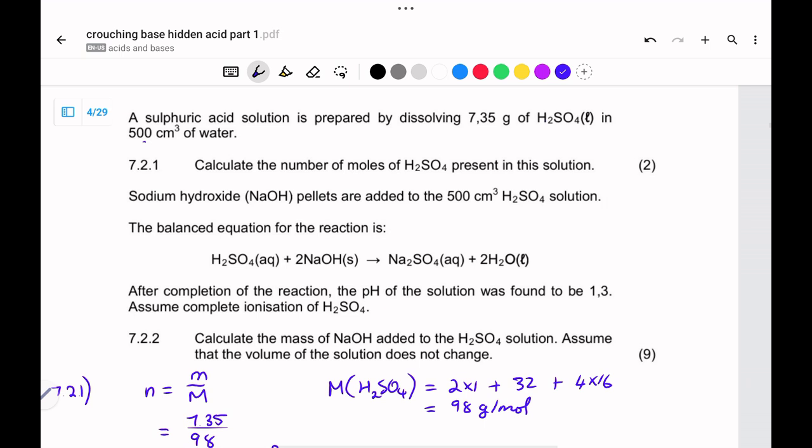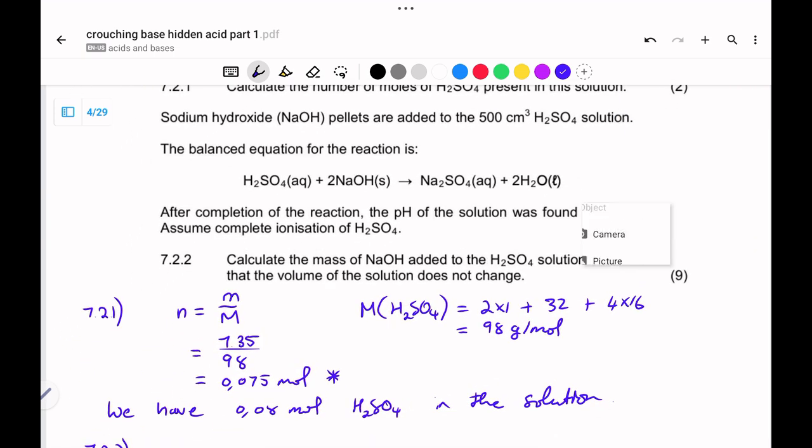Now they say that sodium hydroxide pellets are added to the 500 cubic centimeter sulfuric acid solution. So this is going to produce a change, of course. They have a change of state coming. And then they give us the balanced equation over here. After completion of the reaction, the pH of the solution was found to be 1.3. Assume complete ionization of the sulfuric acid.